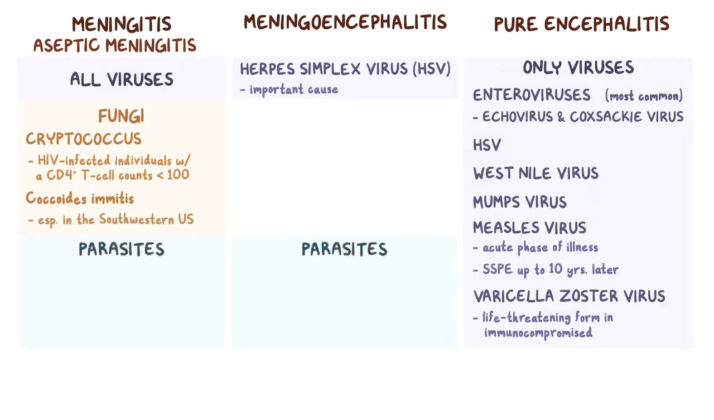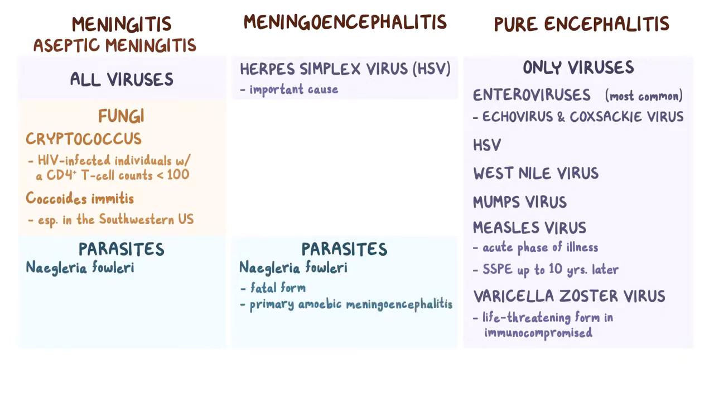As for parasites, a particularly fatal form of meningoencephalitis is caused by Naegleria fowleri, called primary amoebic meningoencephalitis. This organism is called the brain-eating amoeba, and it's usually acquired from fresh water. It makes its way to the brain through the nasal passages, like when someone dives into water and it rushes up through the cribriform plate.